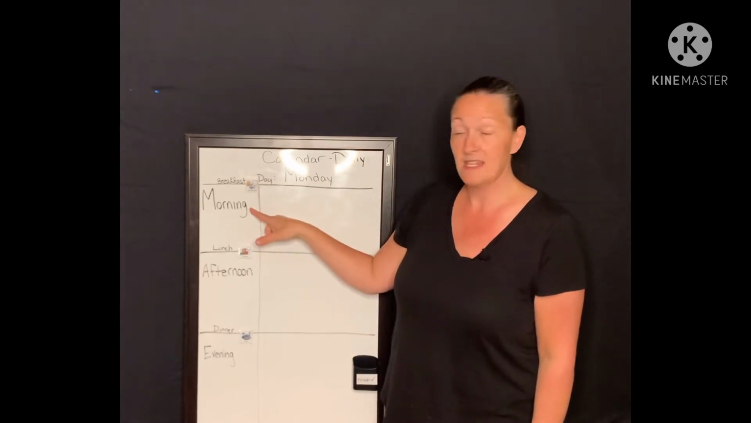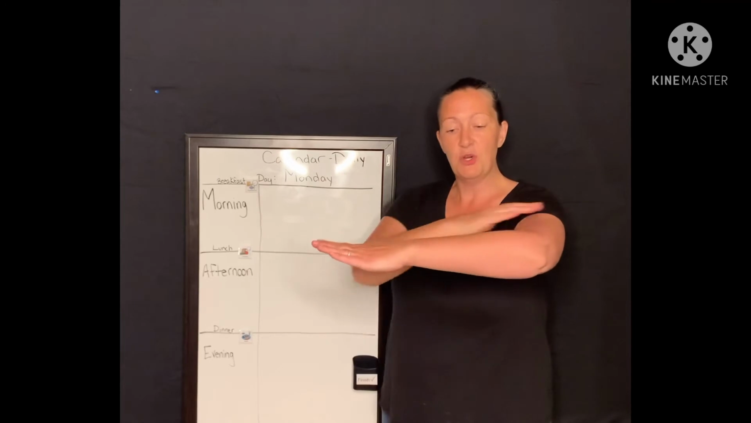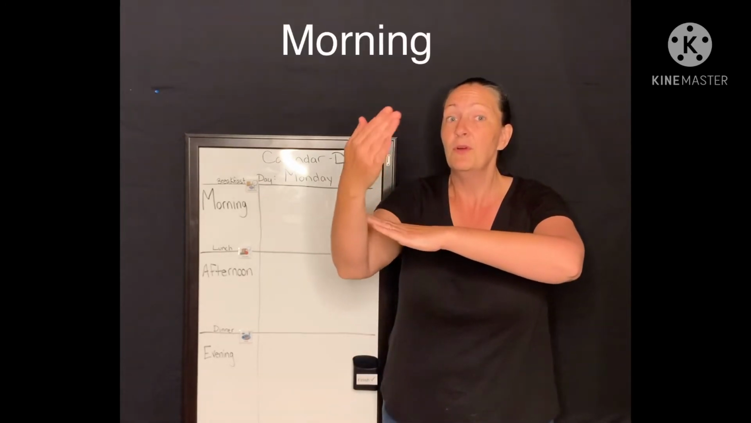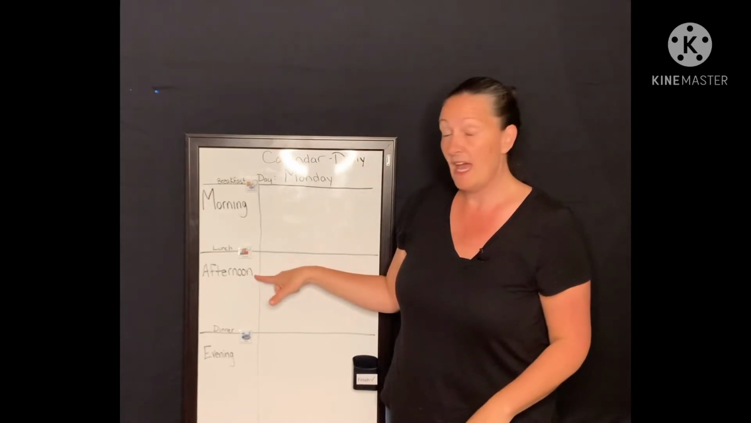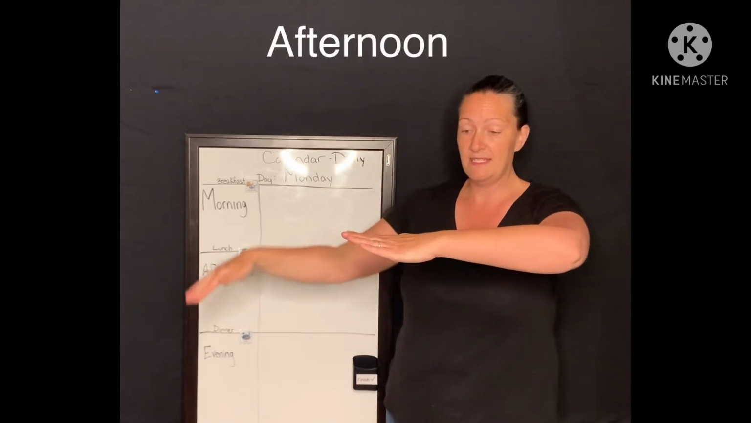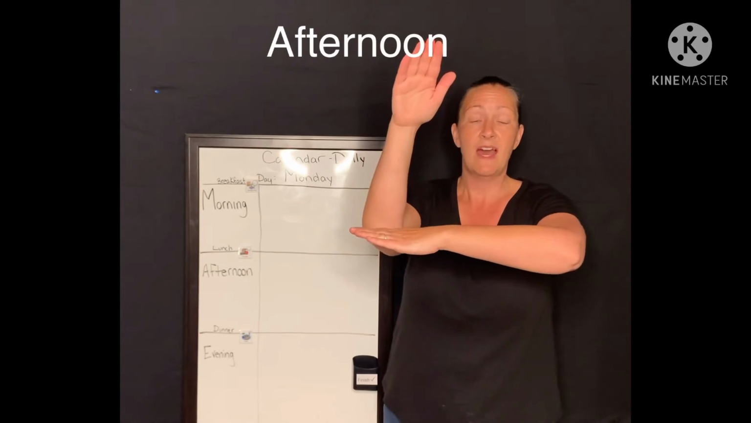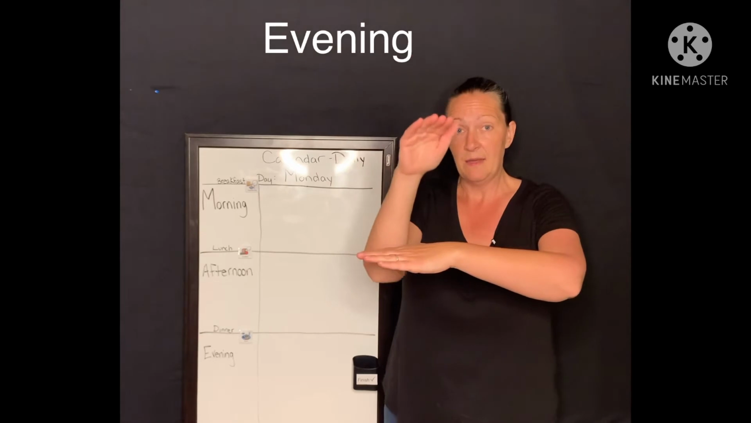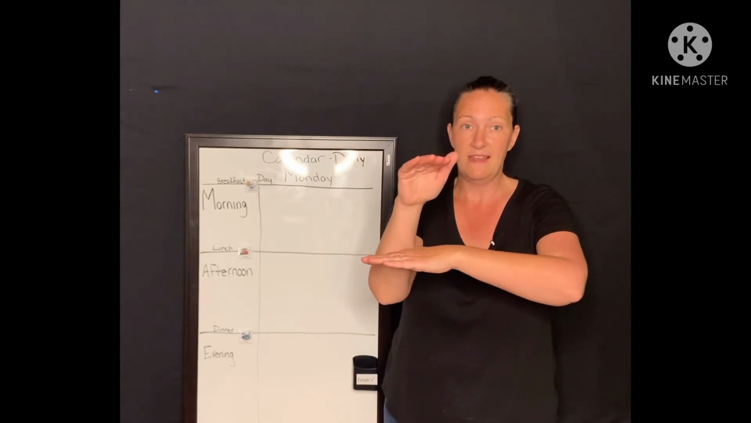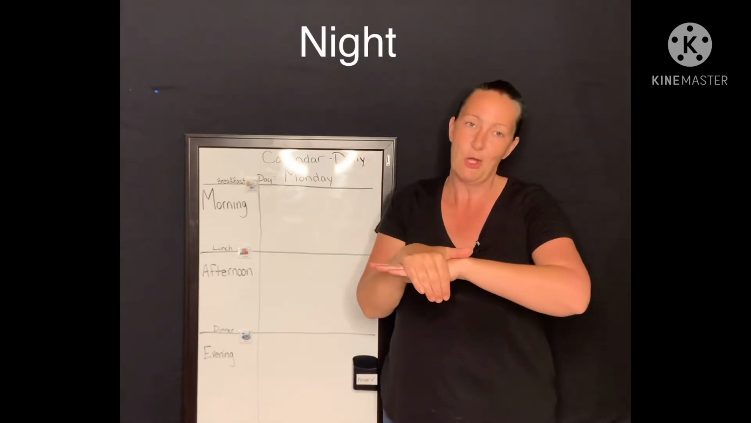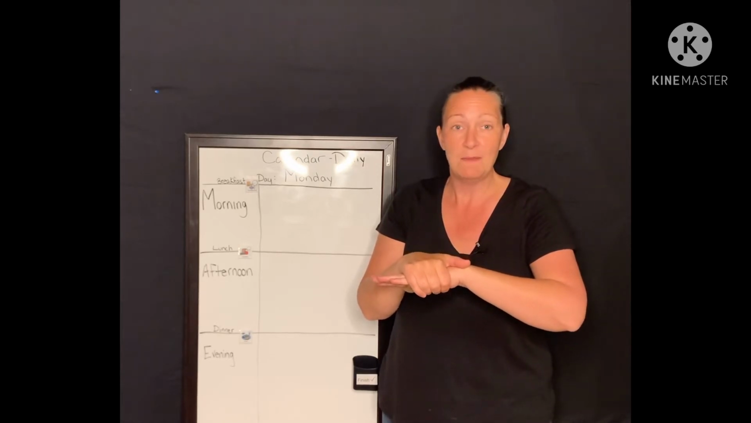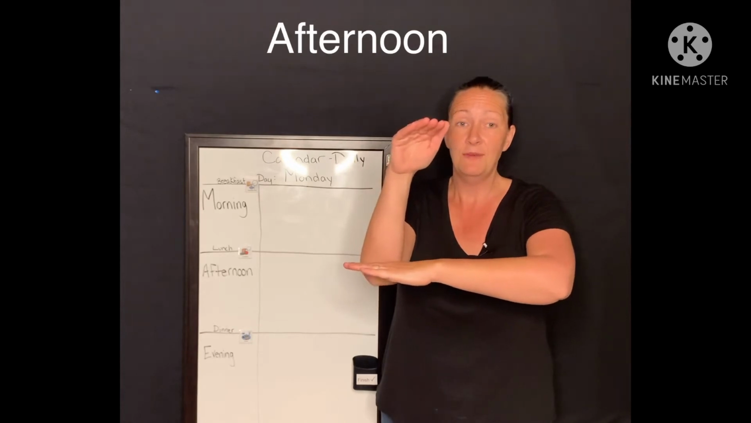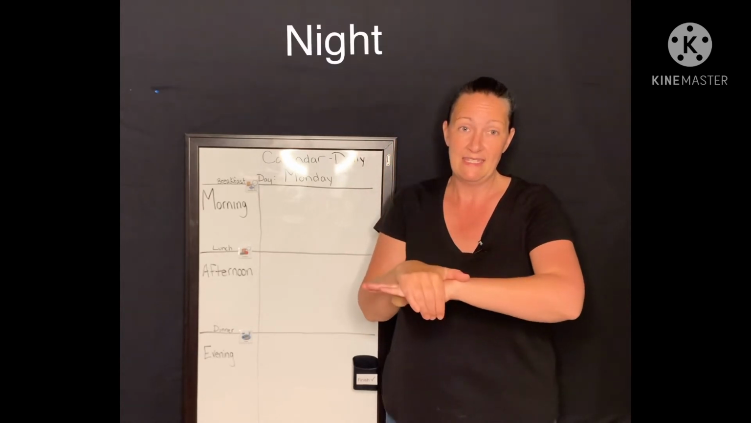So you'll see here the sign is morning. So think of this as your horizon. In the morning, the sun comes up for morning. In the afternoon, here's your horizon. The sun is up in the sky in the afternoon. And then in the evening, it comes down. So you're in the evening. And then at night, the sun's gone. So those would be our times a day. So we have morning, afternoon, evening, and night.